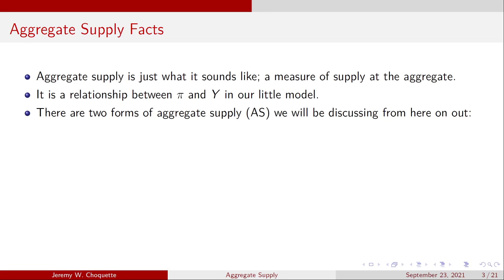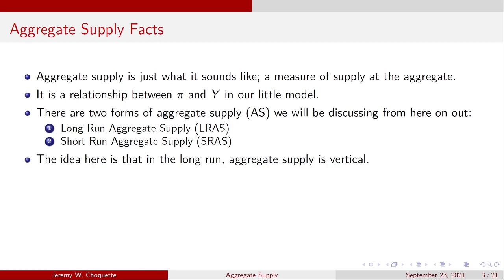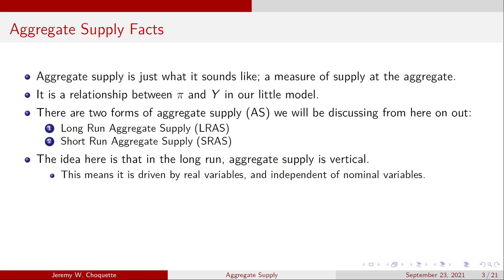There are two forms of aggregate supply that we're going to be talking about. There is a long-run aggregate supply, which is dependent purely on real factors, and there is a short-run aggregate supply, which is dependent upon both real factors and some nominal factors. And the idea here is that in the long run, aggregate supply is vertical. Why is it vertical? Well, if you're looking at it in terms of inflation and output space, aggregate supply will become vertical when it becomes independent of prices. Hence, it is determined only by real factors. So it's driven by real variables and independent of nominal variables.